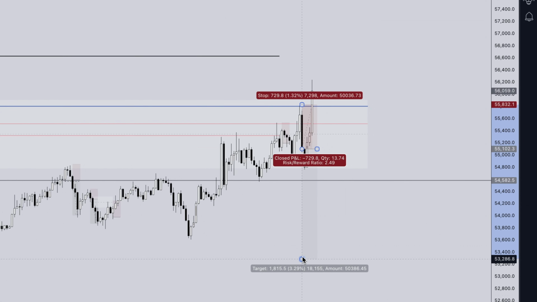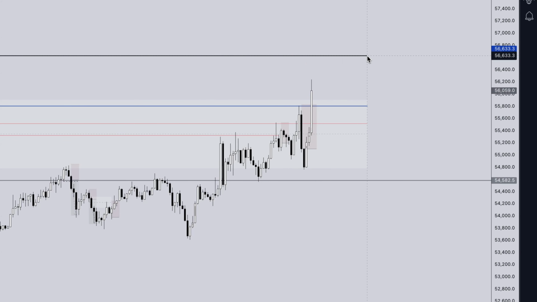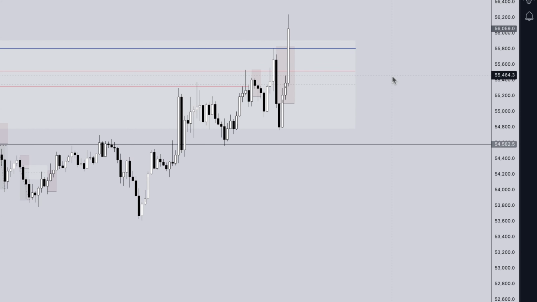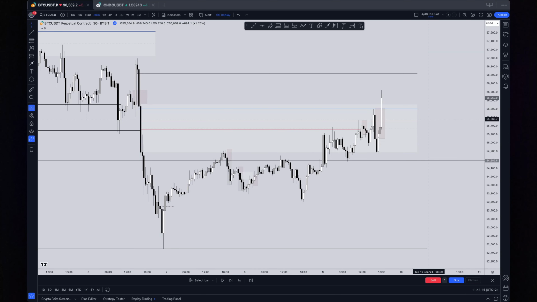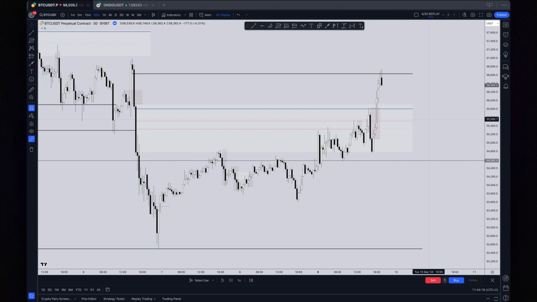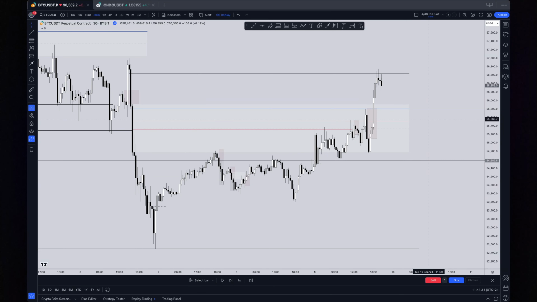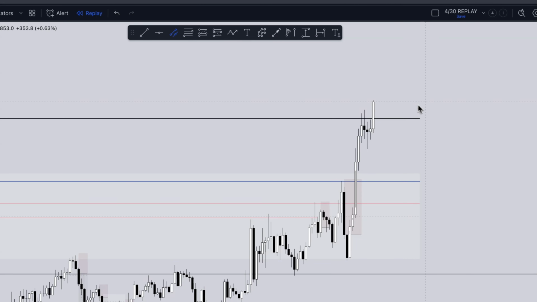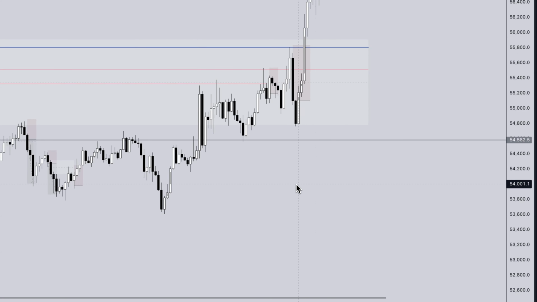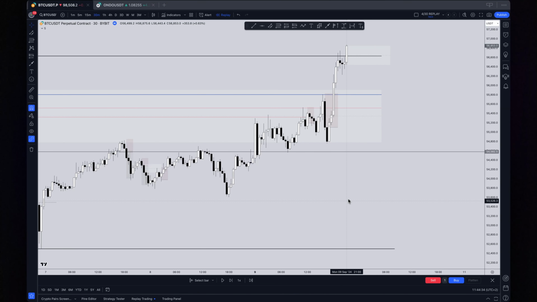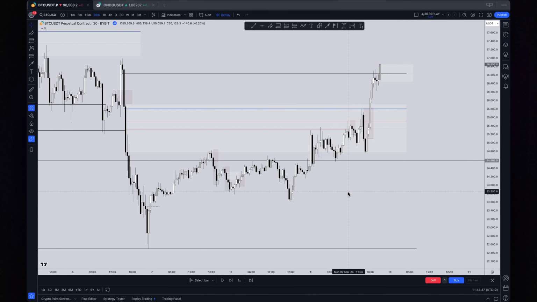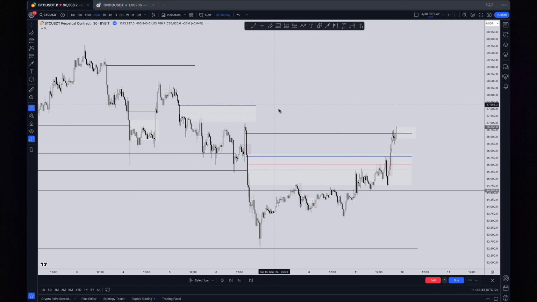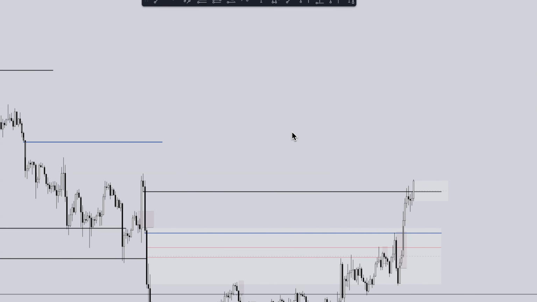Okay, another loss. Close through here, so now we're not going to look for shorts anymore. Now I'm waiting to get a close above. Close through. So now we're looking for longs. Now the bias has shifted. Let's see, we want to go here.